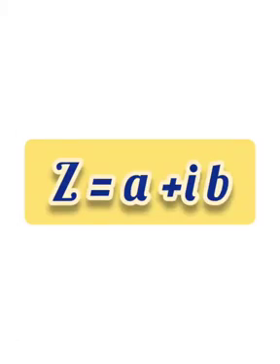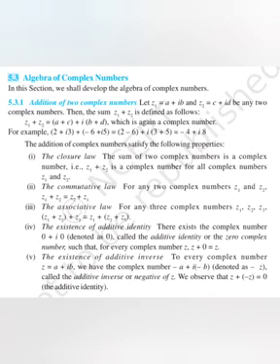We generally denote a complex number by z. Now let us talk about algebra of complex numbers. Addition of two complex numbers. For addition of two complex numbers, we add real part with real part and imaginary part with imaginary part. Also, the addition is closure. That is, if we add two complex numbers, we get a complex number.